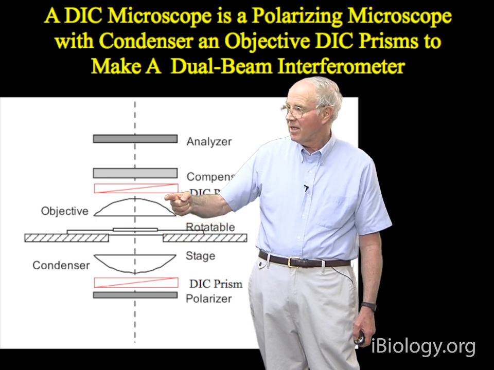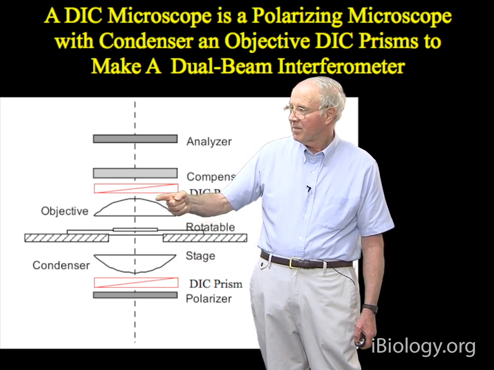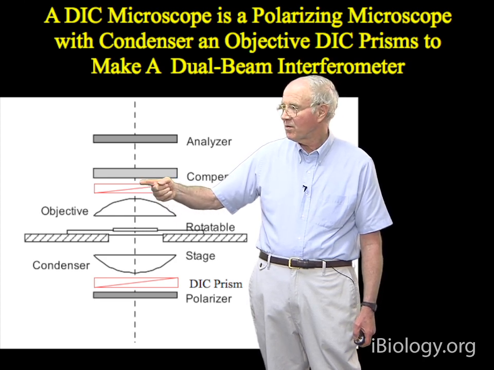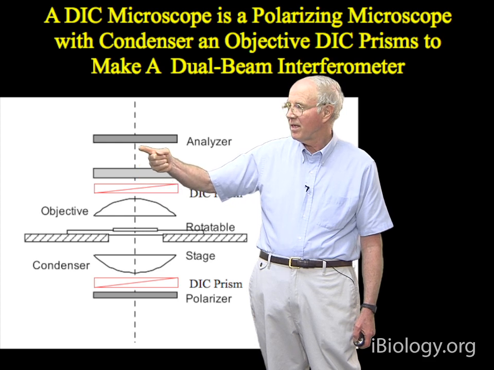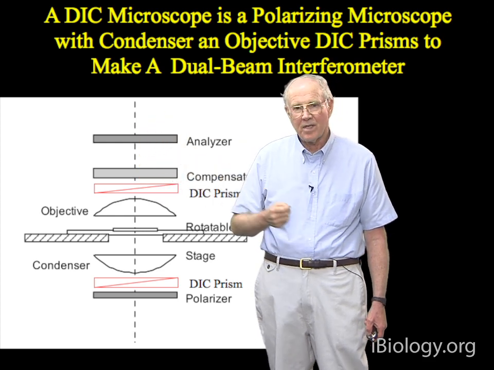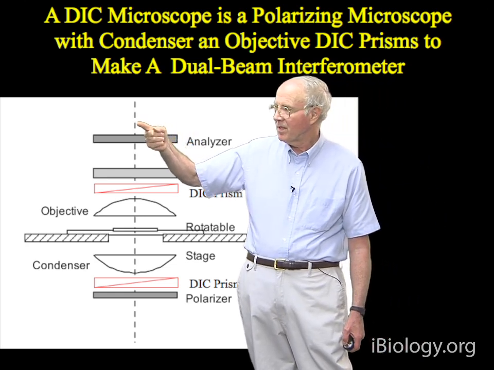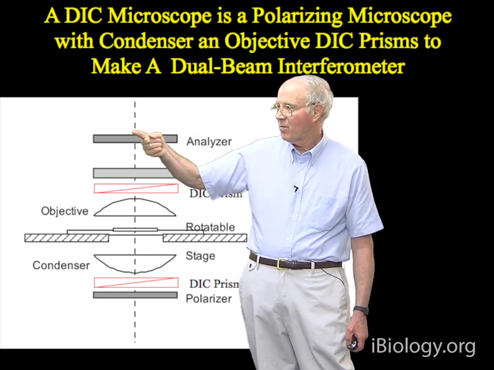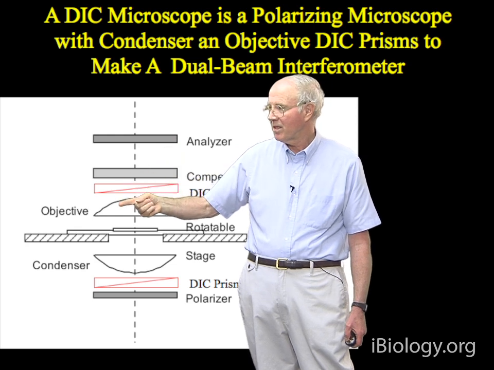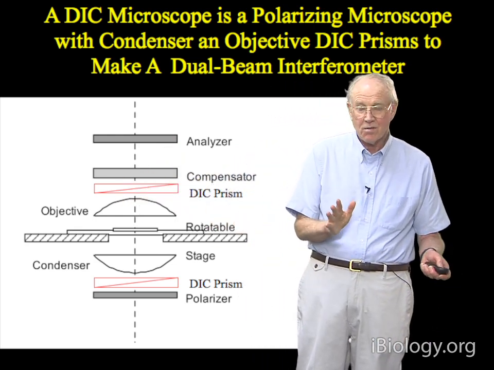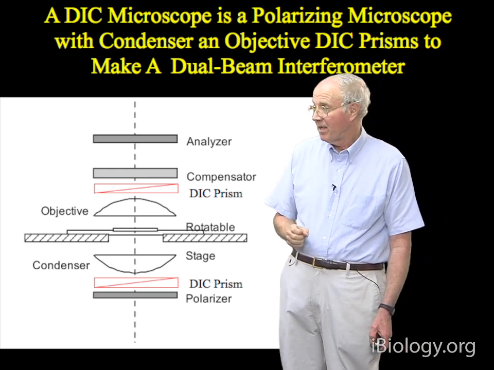And then there's a conjugate DIC prism for the objective that will recombine these beams and then send the recombined beams through the compensator and then the analyzer, and then contrast will come back up with the analyzer. So the contrast that you get out of this system depends basically on how we get contrast from birefringent retardation in polarization microscopy, which is why you need to look at those other two lectures.